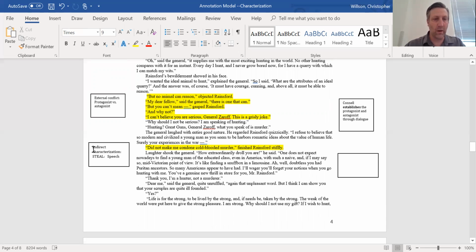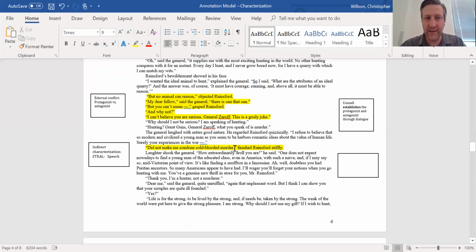Now we have some more indirect characterization through speech. So Rainsford interrupts Zaroff. Zaroff's talking about, well, you were in the war, so therefore, and Rainsford says, well, that does not make me condone cold-blooded murder. So what does that tell us about Rainsford? What is Connell revealing about Rainsford through this piece of dialogue here?